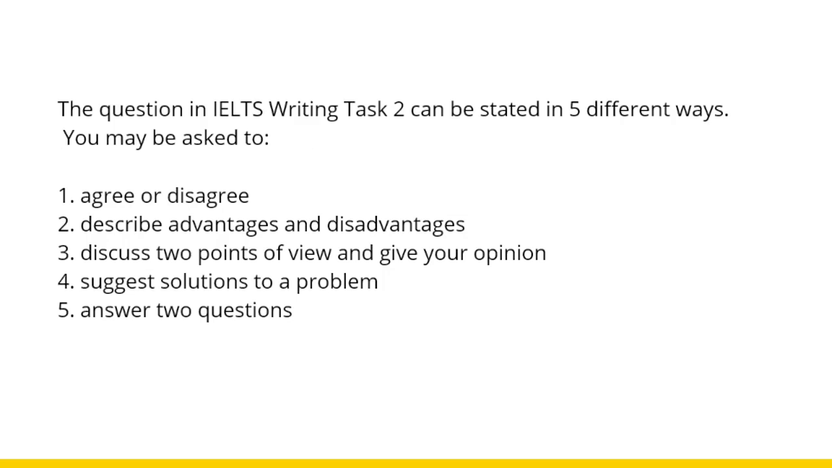In the IELTS writing task 2, you'll be asked to show your opinion and be able to defend your point of view. The question in the IELTS writing task 2 can be stated in 5 different ways, or in other words, we can call it 5 different essays that you'll be asked to complete. You may be asked to, number 1, agree or disagree, number 2, describe advantages and disadvantages about a particular topic, and number 3, discuss 2 points of view and give your own opinion and which one you support.